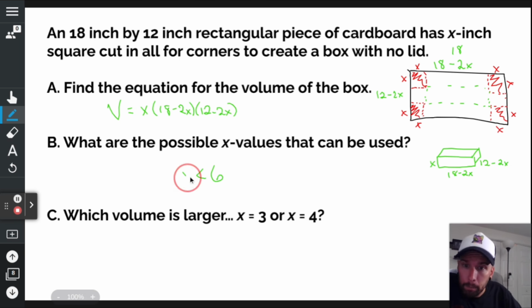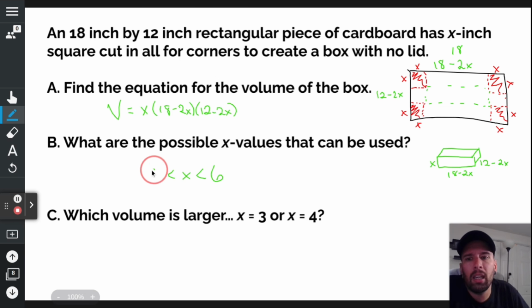And I can cut out anything bigger than 0. If I wanted to, I can cut out 0.1 or 0.01 or 0.001, but I can't cut anything that is 0 because there is no cut. I can cut out 1, 2, 3, or 5. But 6 is the largest that I could do, but not equal to 6, and 0 is the smallest I can do, but not equal to 0.